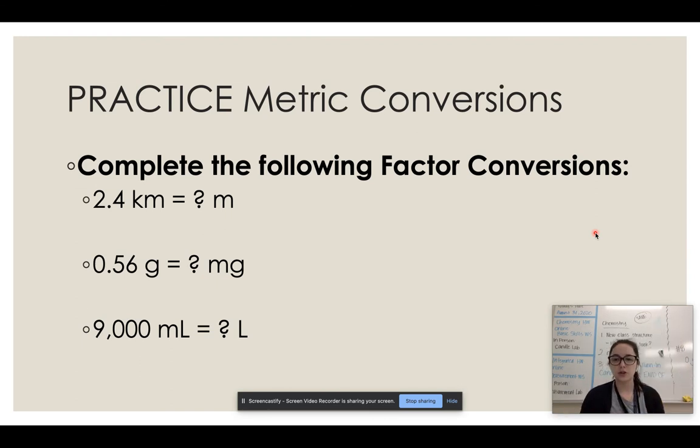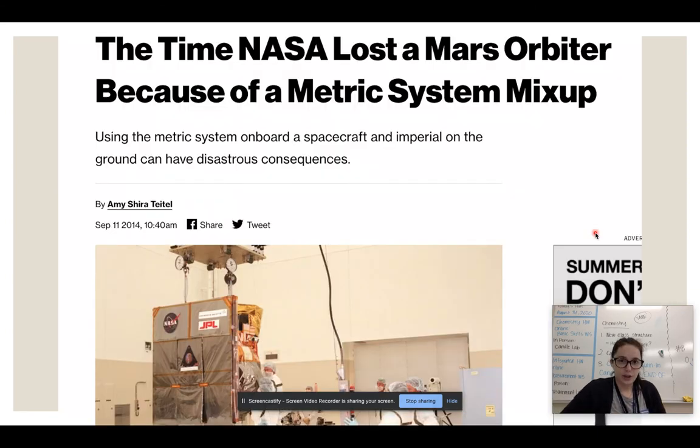There are the answers. Make sure that you are always putting units down on your numbers. I do not want naked numbers. So, metric systems are extremely important that you don't mess up and you know what you're doing.